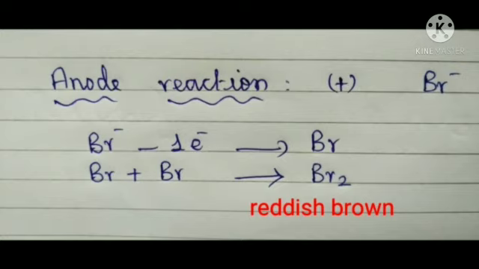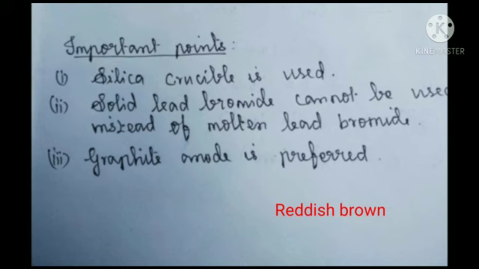At the anode, Br- is moving, and Br- will lose 1 electron and become Br. As it is a diatomic element, it combines to form a bromine molecule. So the observation is that reddish brown bromine is evolved.